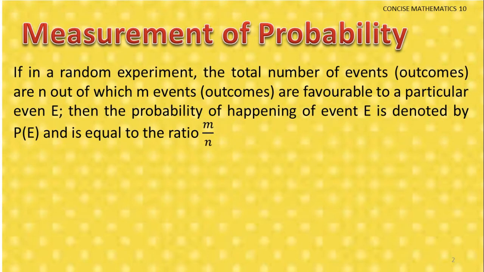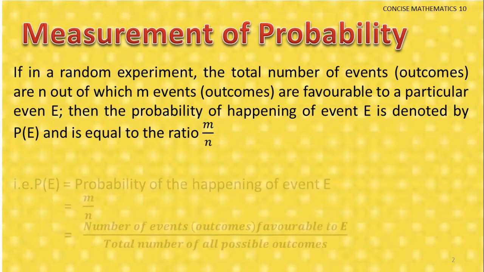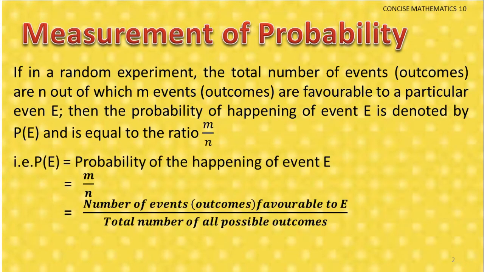If in a random experiment the total number of outcomes is n, out of which m outcomes are favourable to a particular event E, then the probability of happening of event E is denoted by P(E) and is equal to the ratio m by n. Let us try to understand this concept of measurement of probability with an example. Probability of happening of an event E is represented by P of E within the brackets.